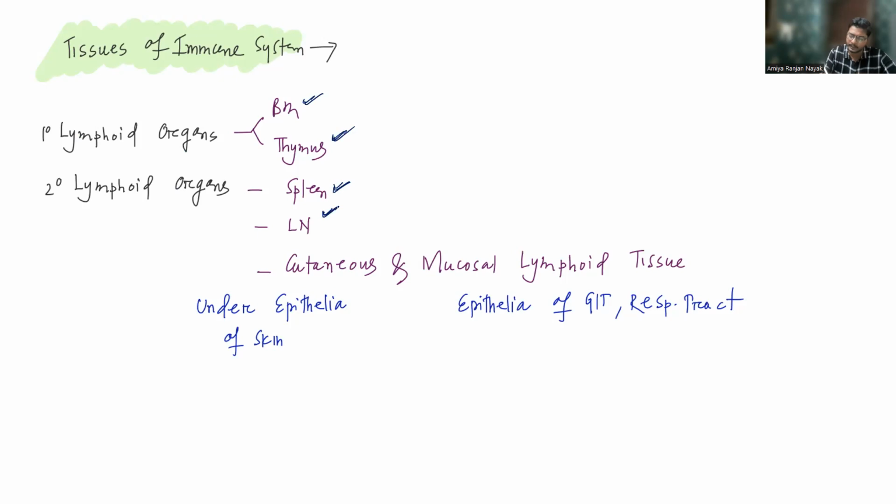Now, a little bit about the cutaneous and mucosal lymphoid tissues. Cutaneous lymphoid tissues are present under the epithelia of the skin, and mucosal lymphoid tissues are present in the epithelia of the GIT and respiratory tract. Two important lymphoid tissues in the GIT include the tonsils, the palatine tonsil, and the Peyer's patches.